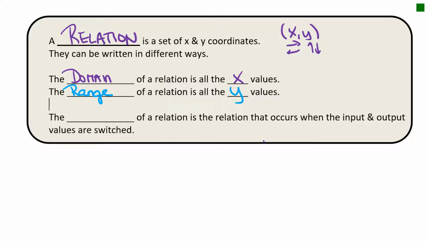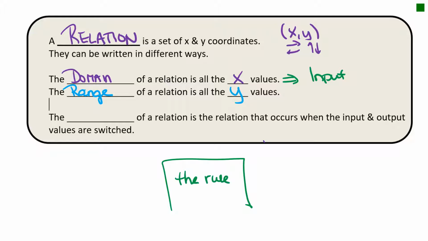Here's some good news. They have other names too. The domain of a relation is all the x values. It is also called the input value, because what happens in a relation is they're going to tell you the rule of how you get from the beginning to the end. You're going to input an x value. It's going to go around and around inside the little function, and it's going to come out with the output, which means the range is also called the output values, okay?